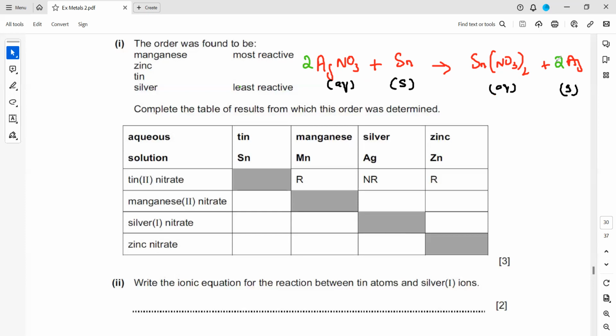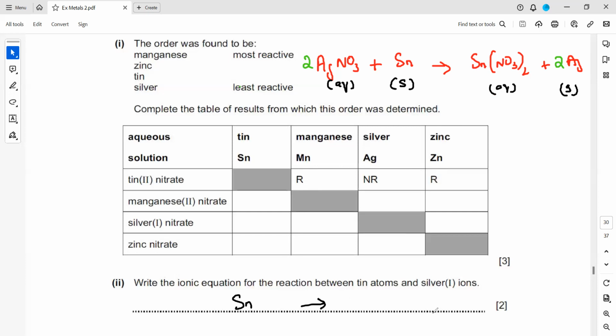There are two ways to write an ionic equation. One is to first write the solids, liquids, and gases. If one side they are existing as an atom or a molecule, the other side it should be an ion. And the second method is you cancel out the common ions in aqueous solution and write what is left. I prefer to write the solid, liquid, or gas first. So what is solid, liquid, or gas in this equation? We have tin, solid.